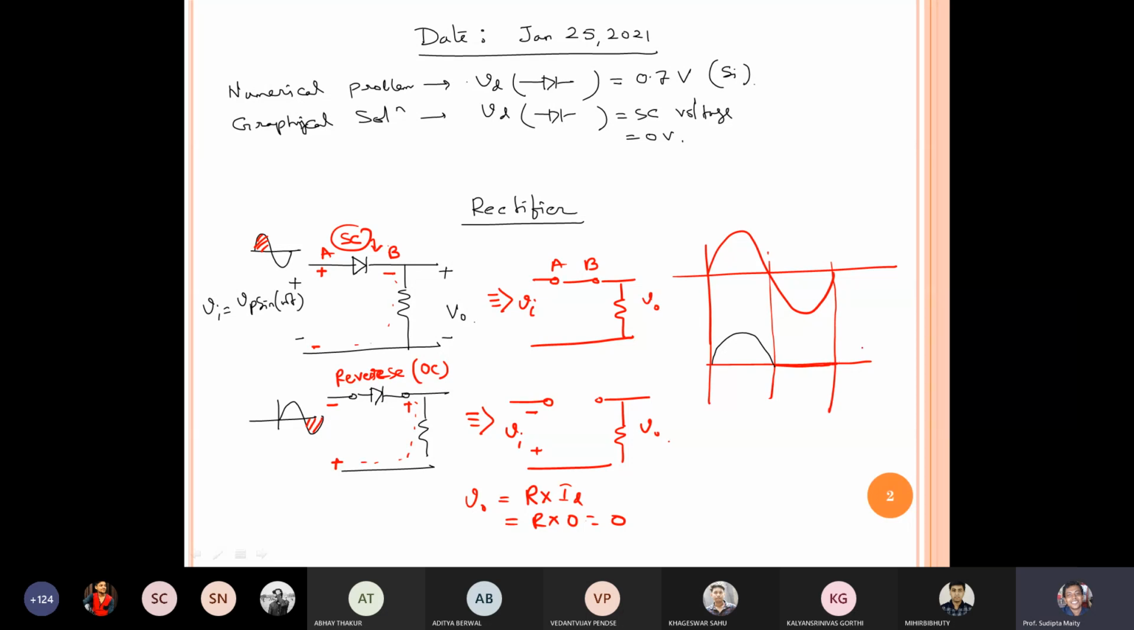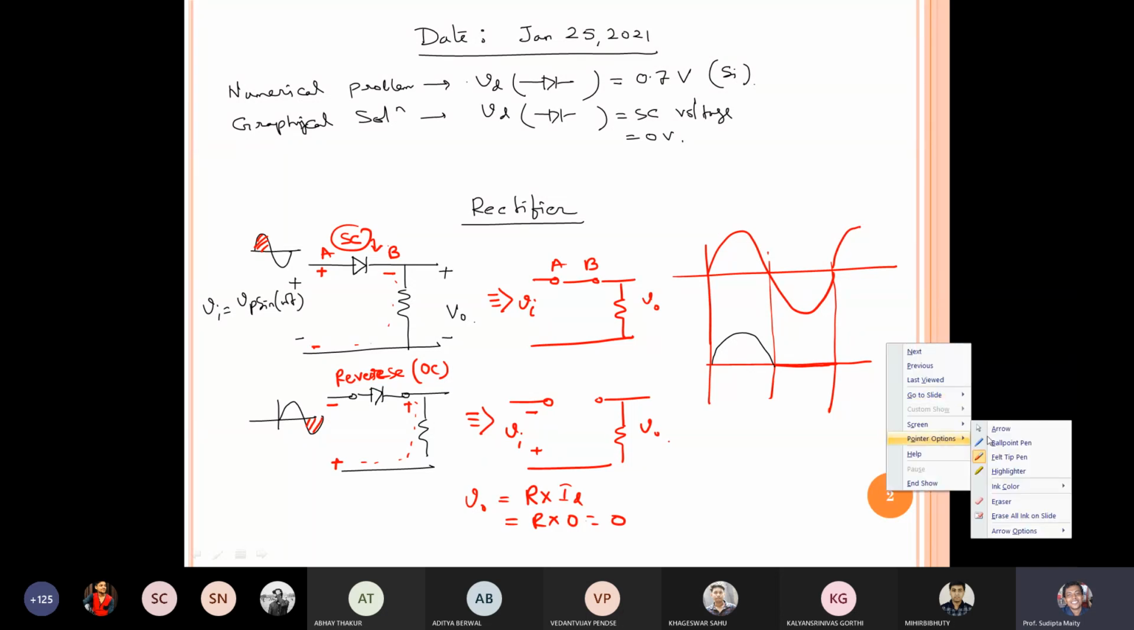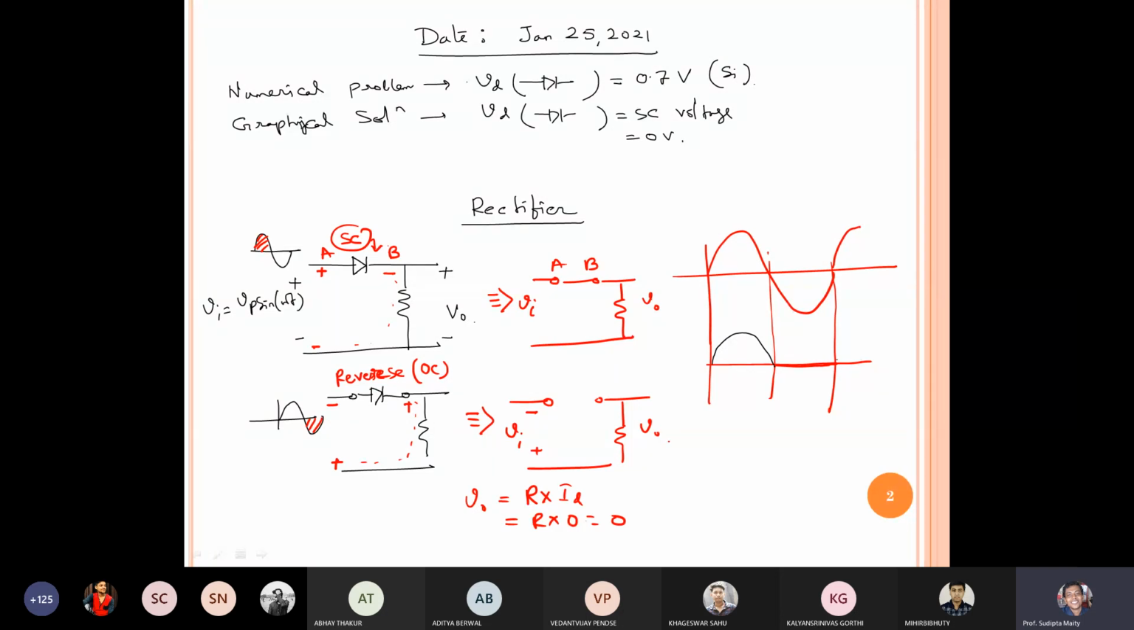Again for the next positive half cycle, we will get a positive peak only. In this way we get this kind of solution. It is called a half wave rectifier. Why? Because it is rectifying, or giving in the output portion only the half cycle. That's why it is called a half wave rectifier. Is there any doubt? We have already learned this earlier.